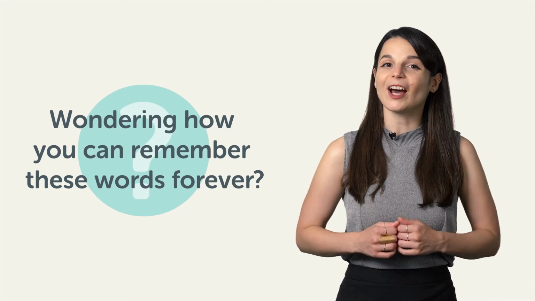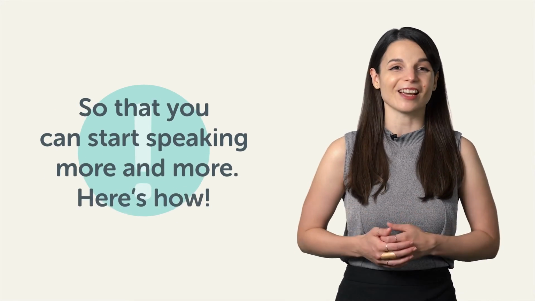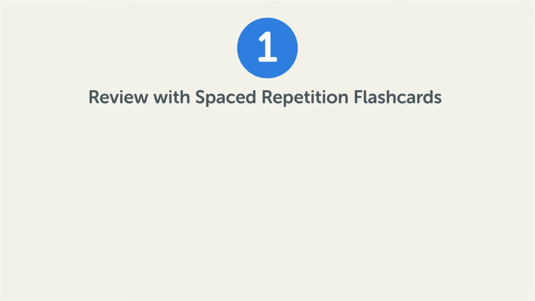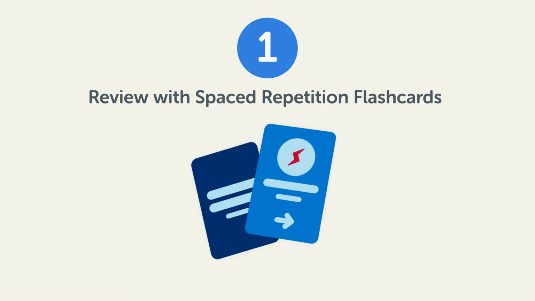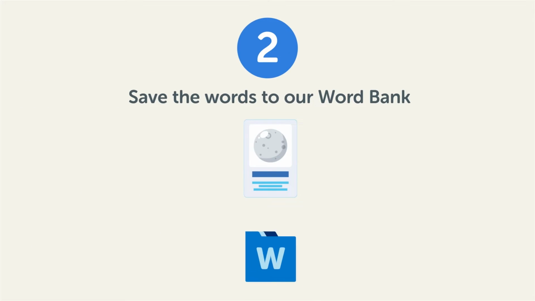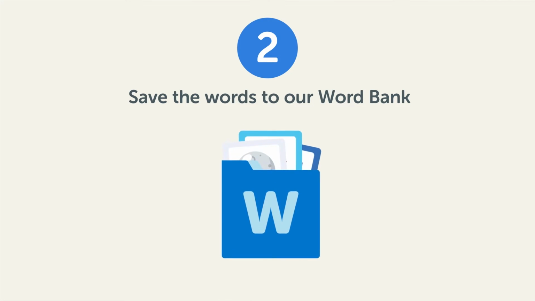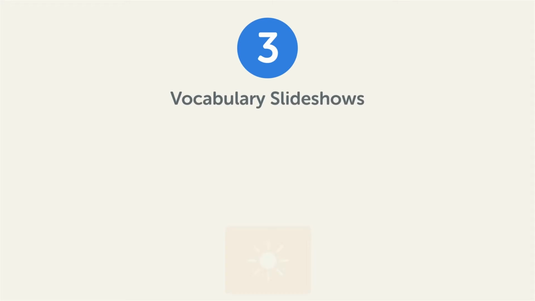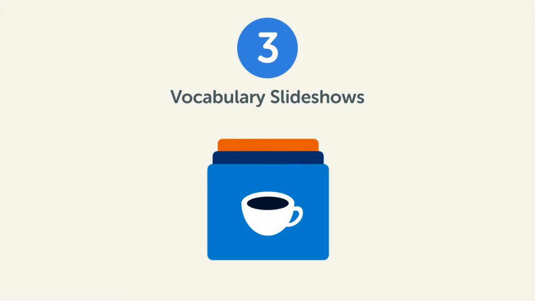Now, if you're wondering how to remember these words forever so that you can start speaking more and more, here's how. One, review them with our spaced repetition flashcards. Our flashcards will drill these words into your long-term memory. Two, save the words to our word bank, your personal collection of words, where you can print out physical study sheets. And three, watch our looped vocabulary slideshows on repeat until you understand every word.